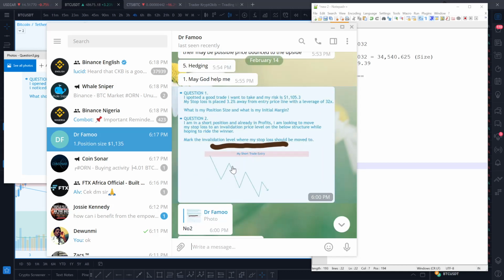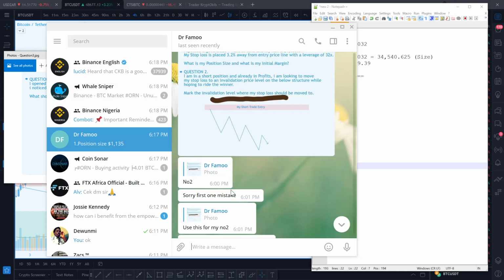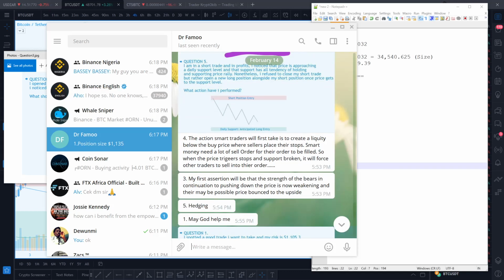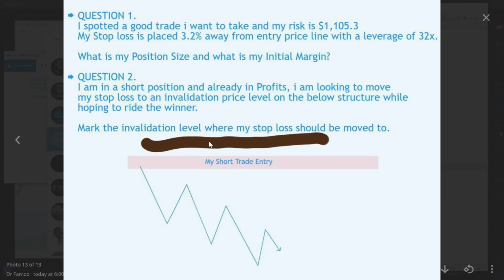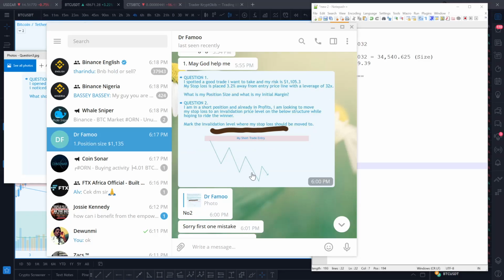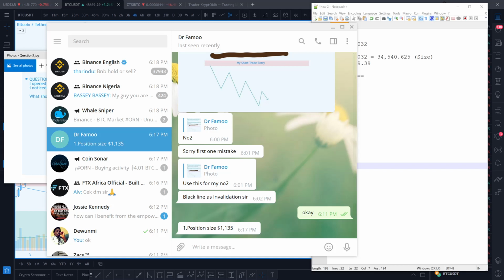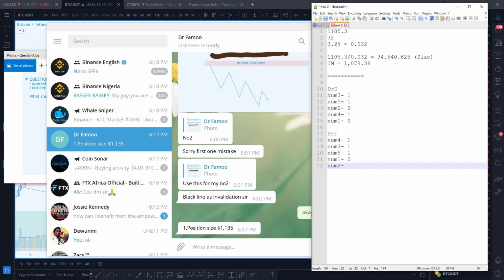Black line. Where is the black line? Are you saying that this shade is the black line? Is that the invalidation level? If that's the invalidation level, that's incorrect. That is where you have your initial stop when you are about to fill your short order. That is not the invalidation level on this price structure. So that is incorrect.